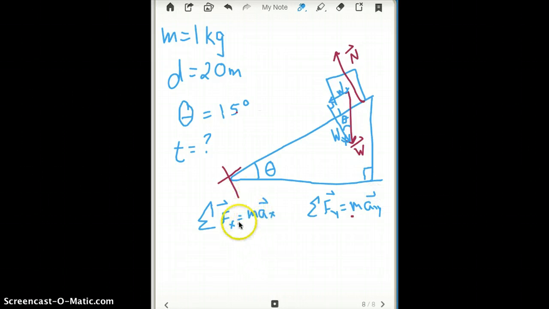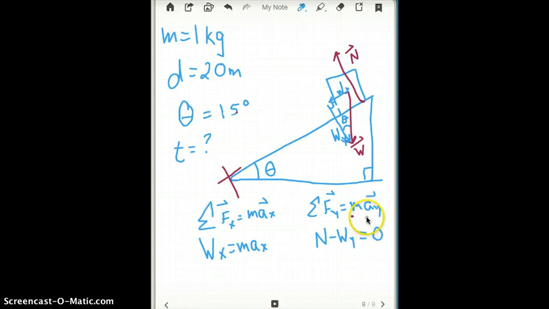So this is kind of like the habit. This is what I do every single time. I look at my picture and I look at what vectors are on the x-axis. In this case, it's just Wx. So I write Wx equals m a_x. And in the y direction, I'm going to say N, because it's pointing up, I make it positive, minus W sub y, it's pointing down, that's why it's negative, equals 0.